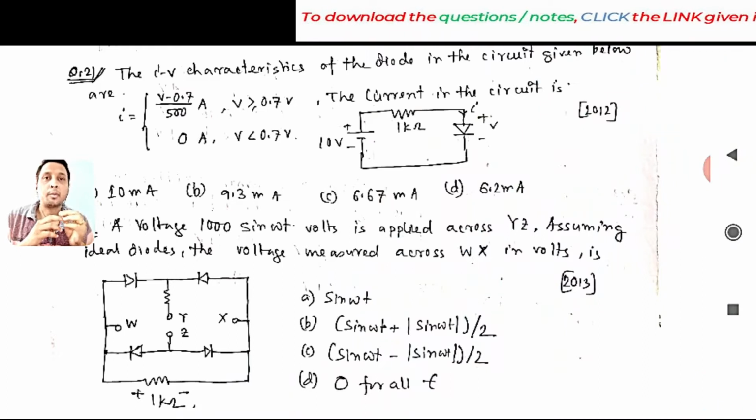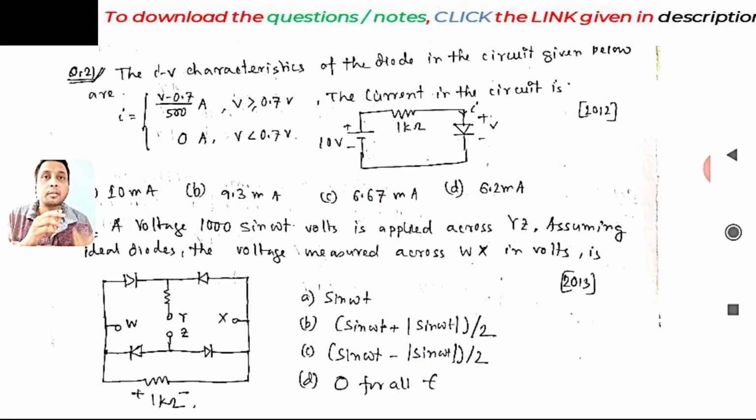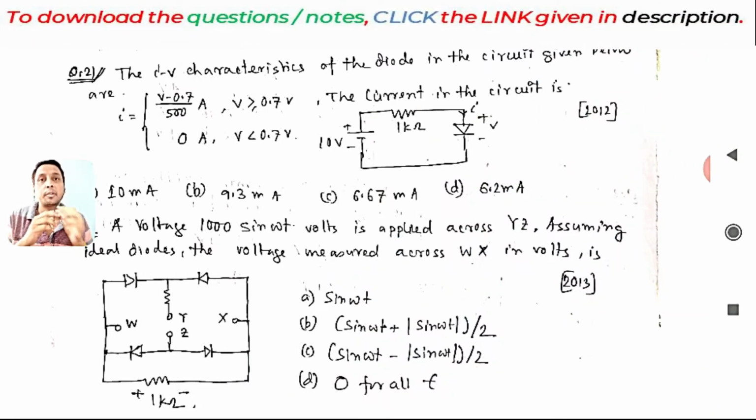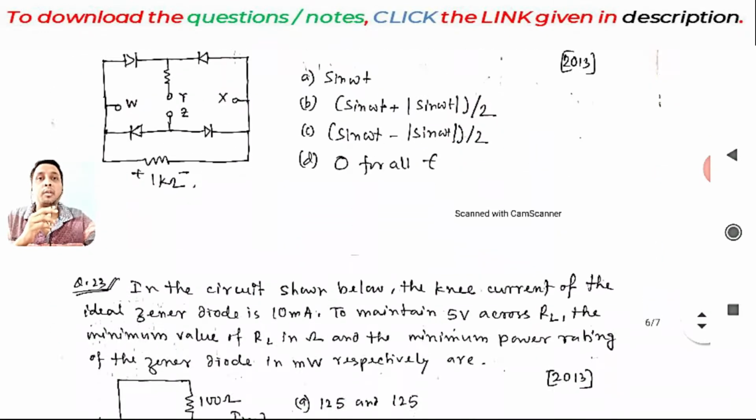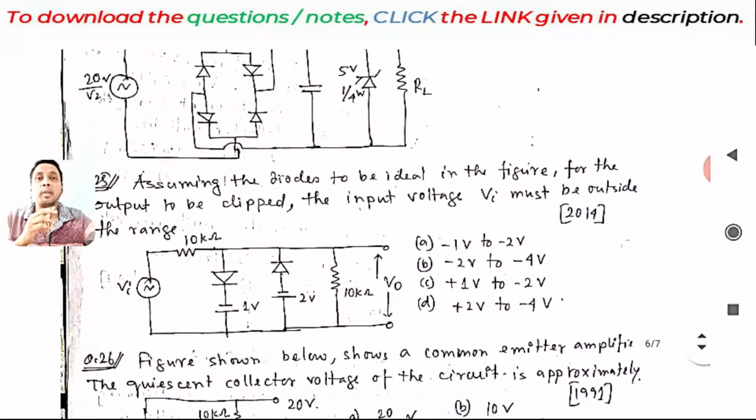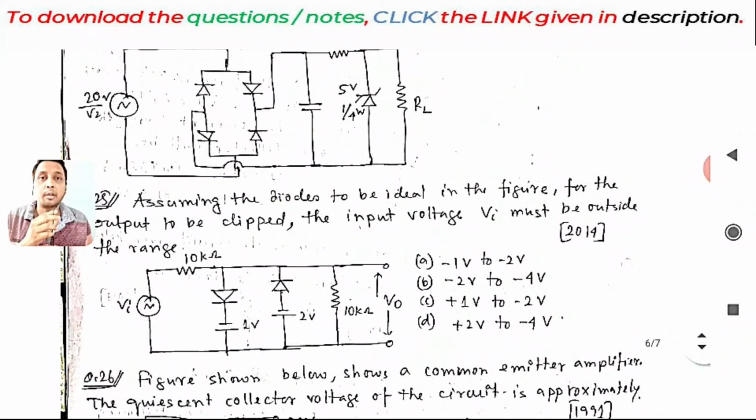Okay students, welcome you all to this new lecture of analog electronics. So today we will be solving 5 questions starting from question number 21. So 21, 22, 23, 24 and 25. Okay, then let's try to solve these questions.